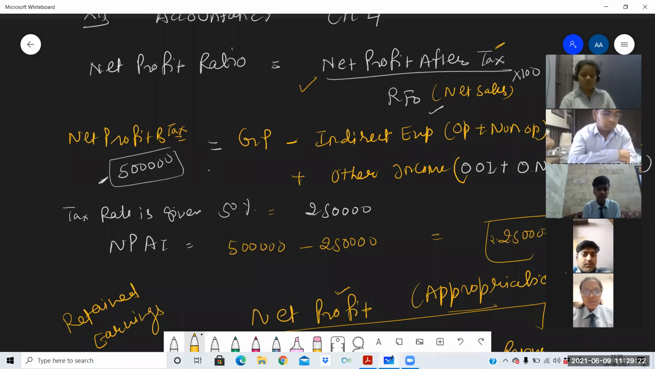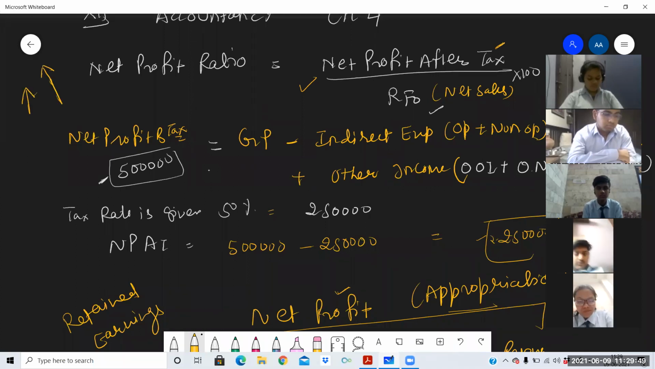So suppose tax rate is given 50% and the net profit before tax was given to 5 lakh. So net profit after tax will be 250 and RFO will be clearly given in the question. Then we need to find out the profitability ratio or net profit ratio, which will be always in the percentage form. And there is no ideal ratio fixed by any industry. So higher the ratio is always a better ratio.